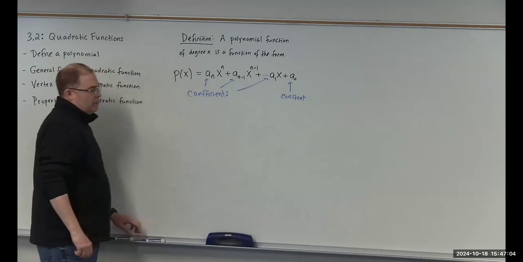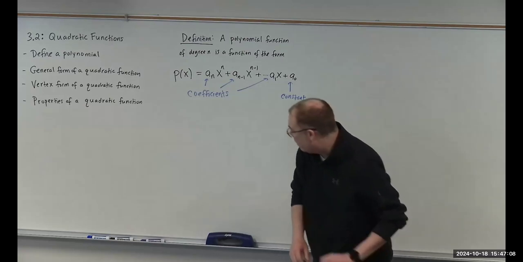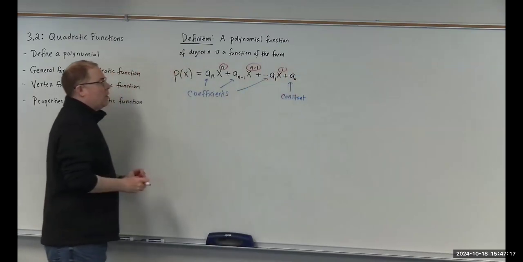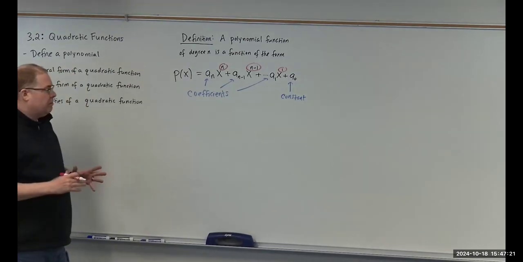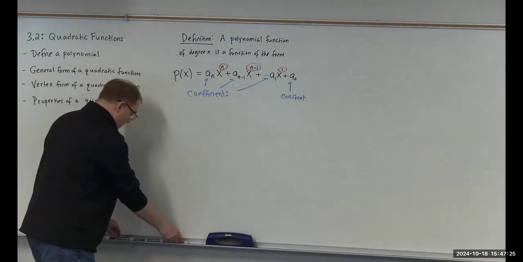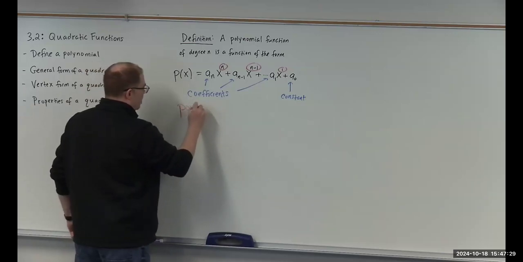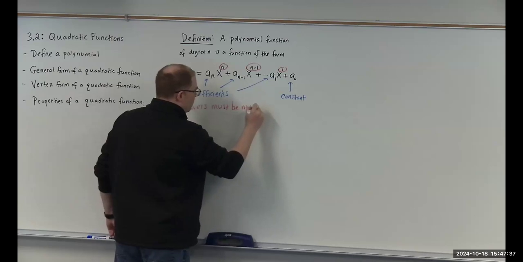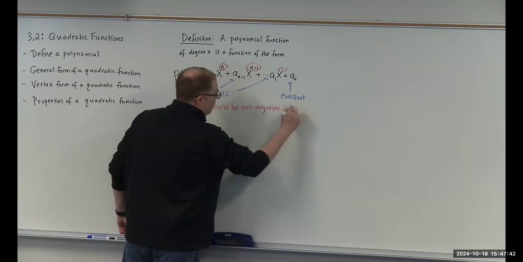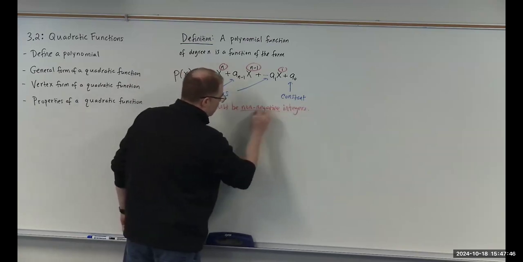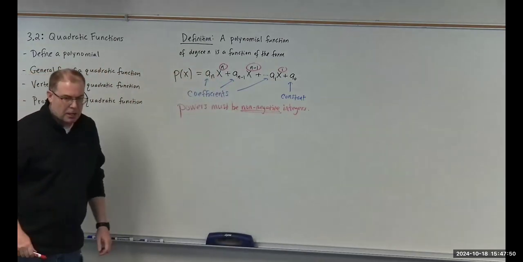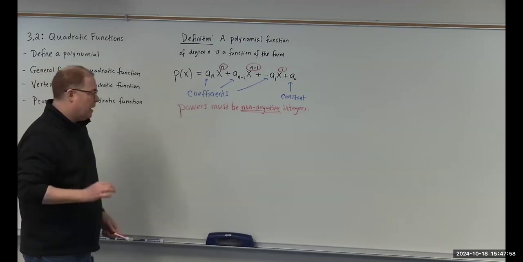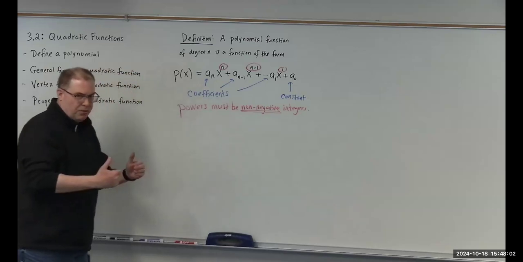The other important information about this is that the powers that you see, the exponents here, there's a one here, and so those powers must be non-negative integers. Powers must be non-negative integers. And the reason why I use this term here, non-negative, is that it includes the possibility of having a zero power. So non-negative means all the positive integers, including zero.